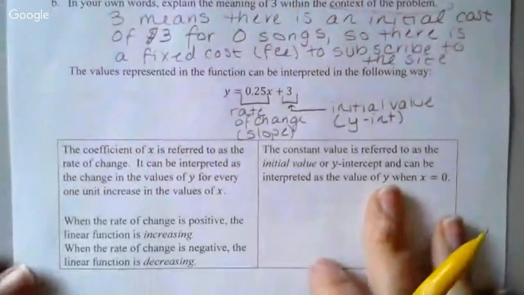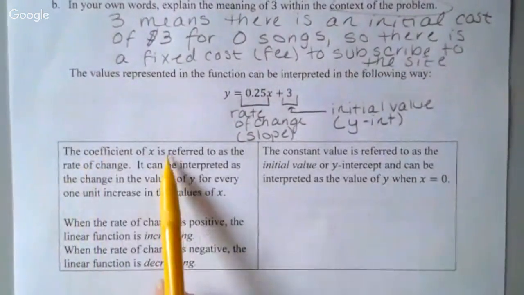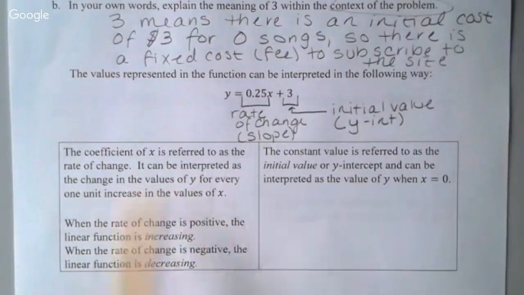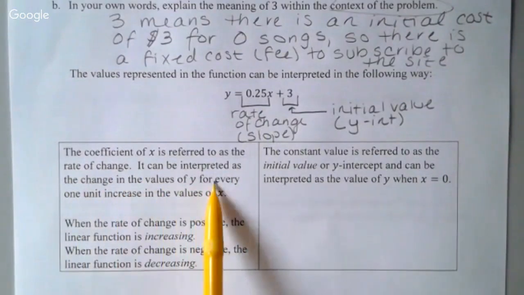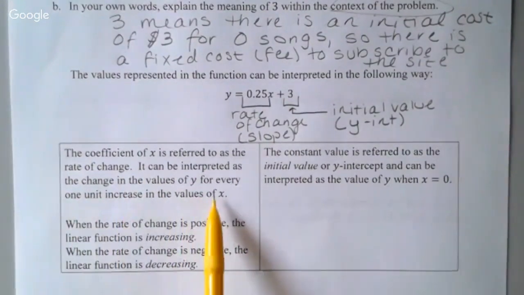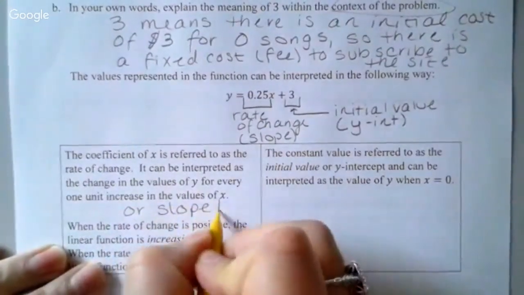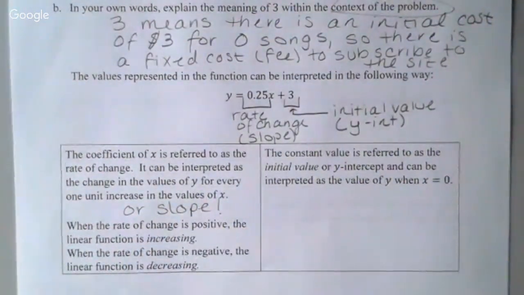Okay, so underneath it breaks it down for you. The coefficient of x is referred to as the rate of change, so we've labeled that. It can be interpreted as the change in the values of y for every 1 unit increase in the values of x, remember? So this is the same thing as slope. Think about your slope formula. It's the change in y's, y2 minus y1, over the change in x's, x2 minus x1.